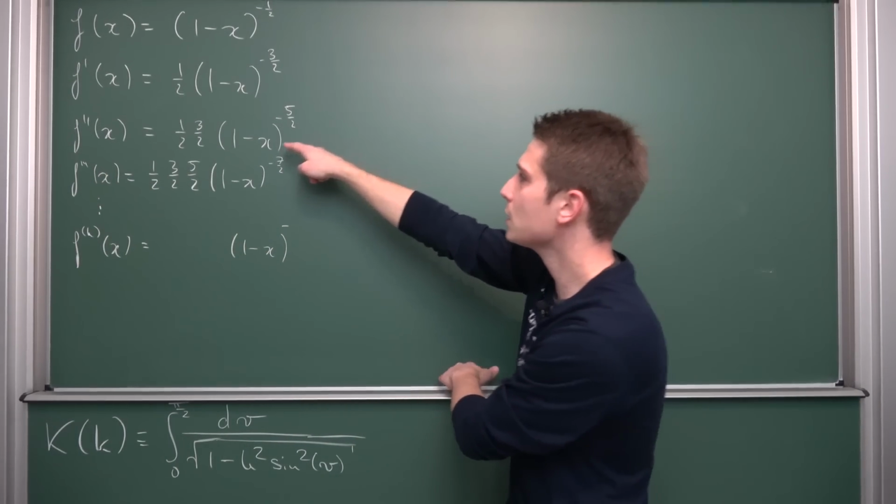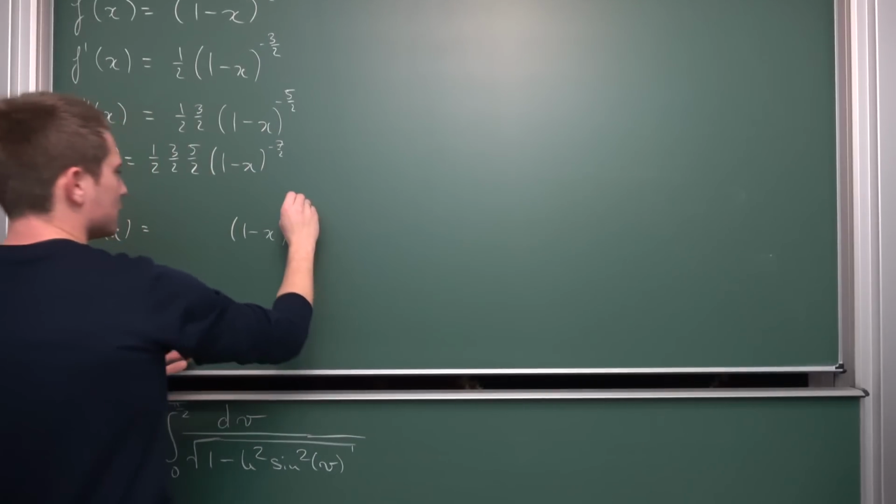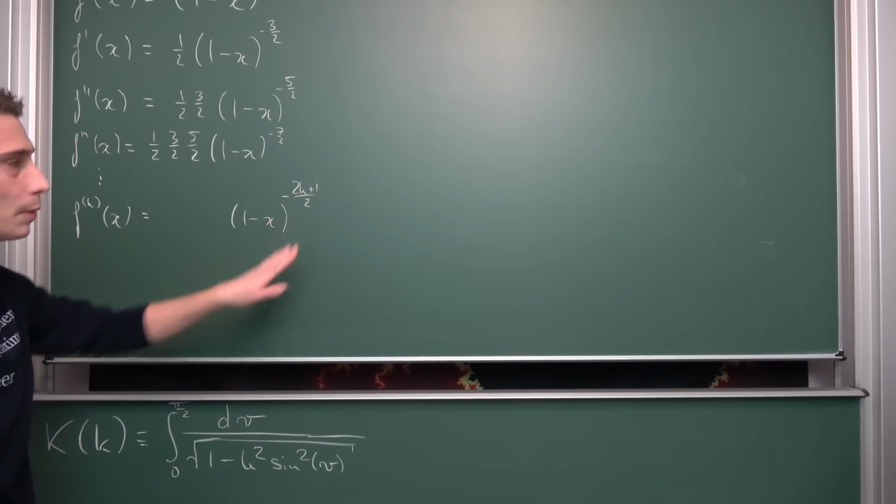Does this hold for the other ones? I mean, 2, okay, 2 times 2 is 4 plus 1 is going to give us 5. Oh, that's pretty cool. So (2k plus 1)/2. This right here is our power.